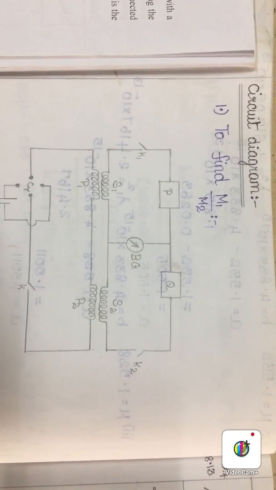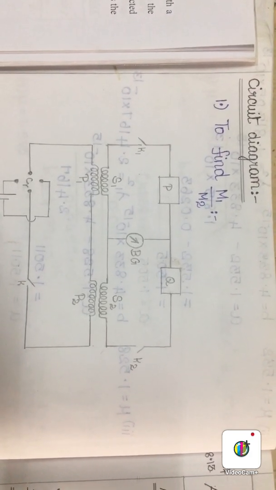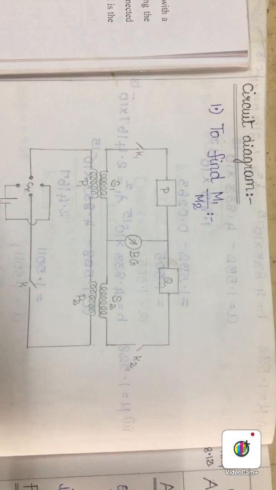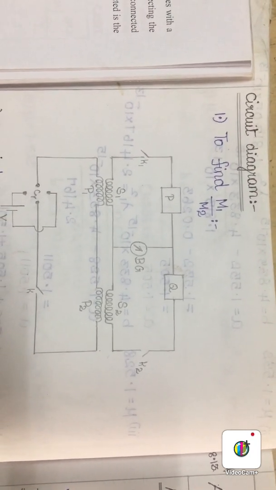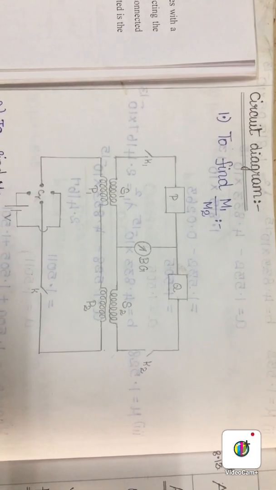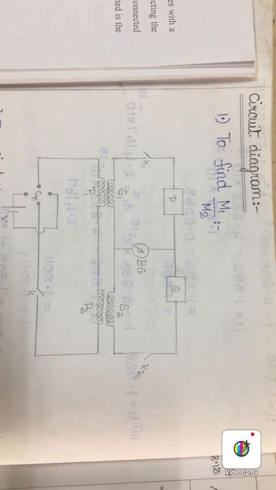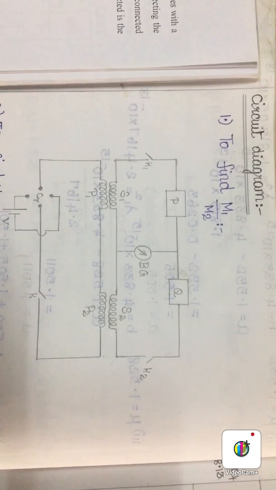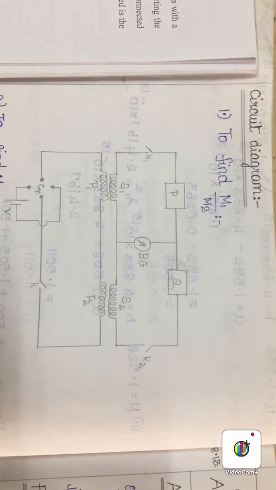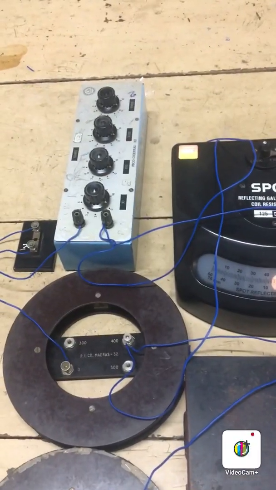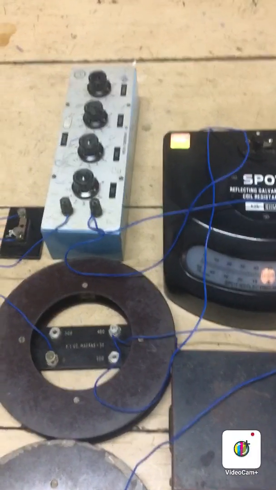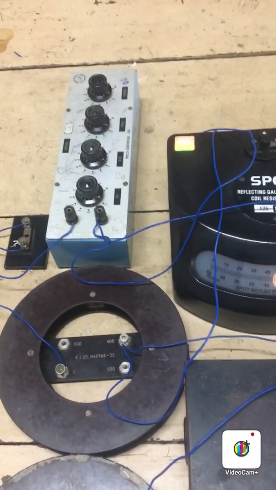There are two resistance boxes P and Q, two sets of pairs of coils, a commutator, a power supply, and three keys K1, K2 and K. They are all wired up in the same way as shown in the circuit diagram. Now using these components we can wire up like this.